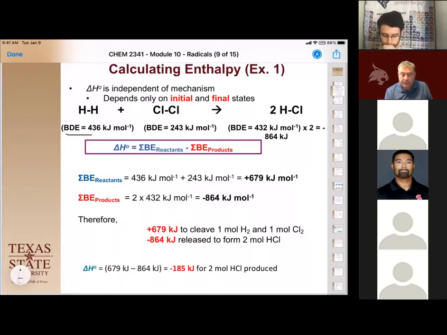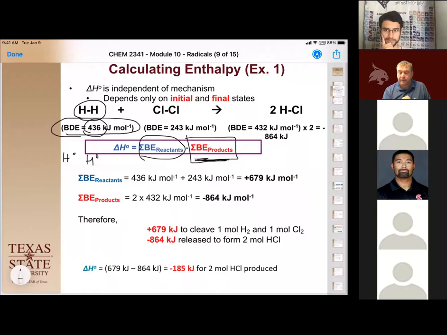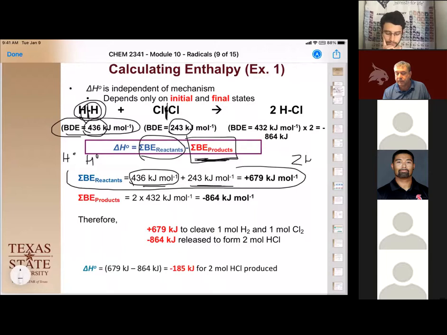The bond dissociation energy of the hydrogen molecule to break it into two hydrogen radicals is 436. Sorry, that's going to be on the reactant side here. So we have 436, which is just breaking one equivalent of this to give us this. And then it's 243 kilojoules per mole to break this bond here. So at the end of this part of the reaction, we now have two equivalents of hydrogen radical and two equivalents of chlorine radical.